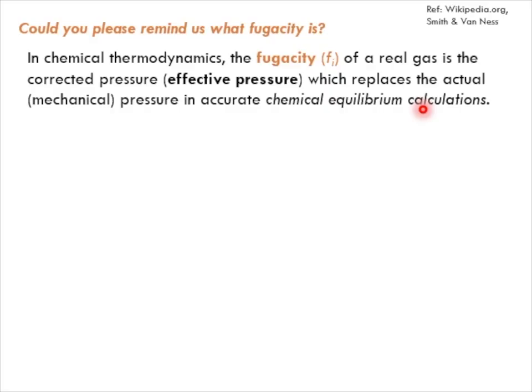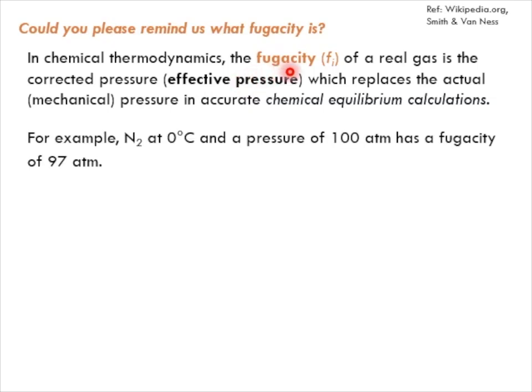So when it comes to safety, if you want to design a lid of a container or a container itself, which holds a certain gas at a certain pressure, you need to know the mechanical pressure in order to design a good container with a good thickness that could hold that pressure. However, when you're doing chemical equilibrium calculations, that mechanical pressure, that actual pressure, doesn't help me. I need to use the effective pressure. And this effective pressure is known as fugacity.